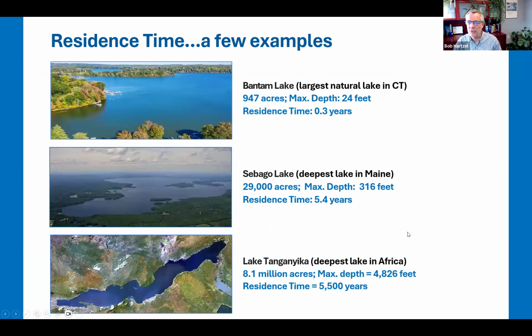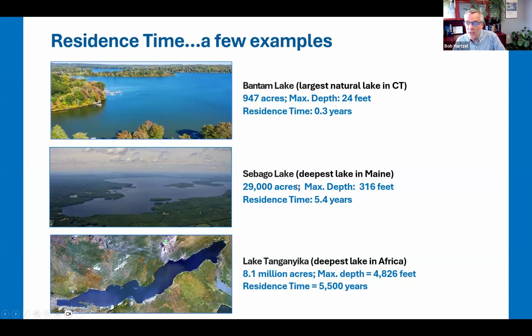So just a few examples of what kind of range actually exists in the real world. Up top, we've got Bantam Lake. It's the largest natural lake in Connecticut, pushing 1,000 acres. It's not too deep for a lake of that size, only 24 feet deep at its maximum. So it has a residence time of 0.3 years, just a couple of months before the entire lake volume is replaced. So in this case, big watershed, relatively shallow lake, and it's flushed out multiple times per year.